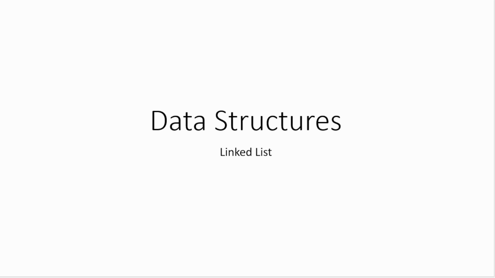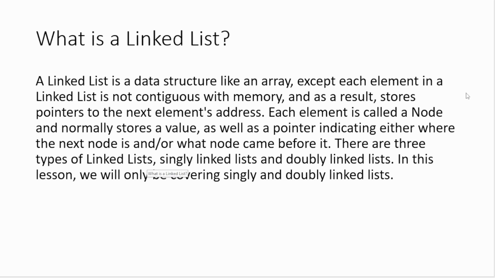So what is a linked list? Well, a linked list is a data structure like an array, except each element in a linked list is not contiguous in memory, and as a result stores pointers to the next element's address. Each element is called a node and normally stores a value as well as a pointer, indicating where the next node is and/or what node came before it.